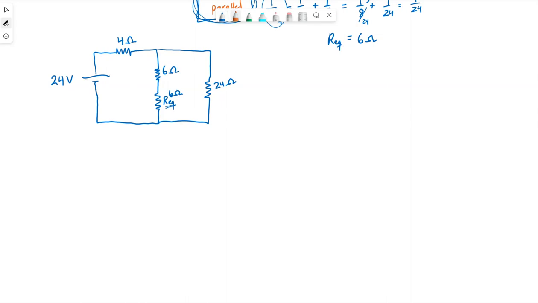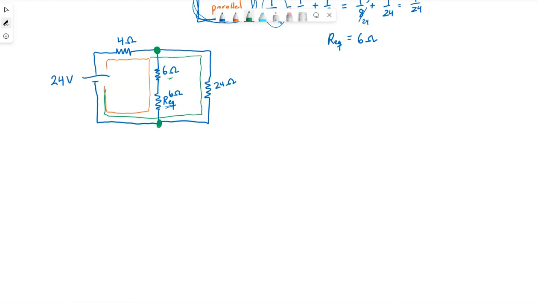Again, following a path, I know I must pass through the 4, but then my choice is to go through the 6 and the 6, which will then take us back to the other end of the battery, or go down through the 24, which will get us back. I still cannot say the 24 is in parallel with just this top 6. It's everything between the top junction and the bottom junction that are in parallel.